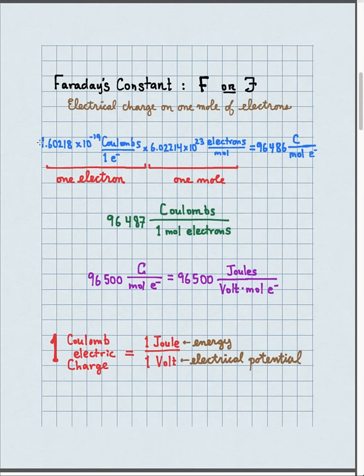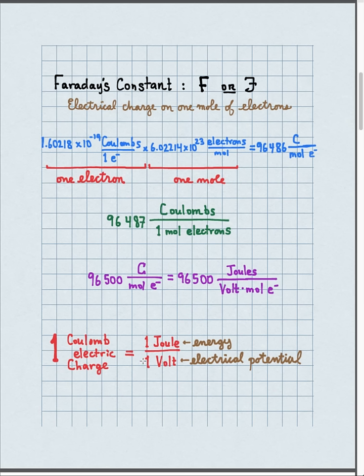One electron, as determined from particle physics, has a charge of a small number of coulombs. But if you take 1 full mole of electrons, that's a large number of electrons. So Avogadro's number times the charge on 1 electron gives you, voila, this funky constant called Faraday's constant. The units are coulombs per mole of electrons, or another way to say it is joules per volt, mole of electrons. Or in other words, 1 coulomb is equal to an energy unit per volt unit.